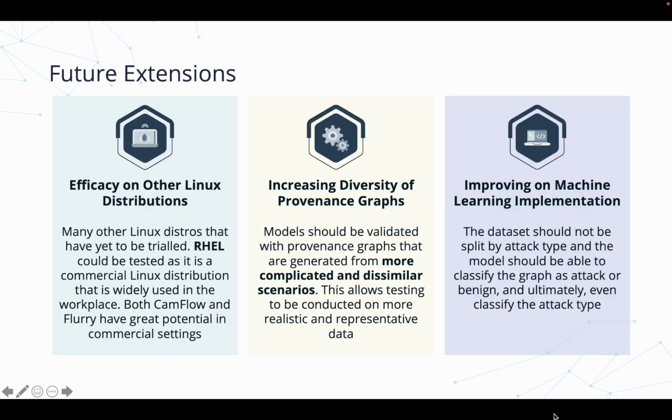Lastly, for future extensions, efficacy on other Linux distributions like Red Hat Enterprise Linux can be tested, as both CamFlow and Flurry have great potential in commercial settings. Next, we should also increase the diversity of provenance graphs and generate more complicated and dissimilar provenance graphs. Lastly, to improve on machine learning implementation such that the model can classify across attack types such as malicious and benign, and ultimately even classify the attack type.